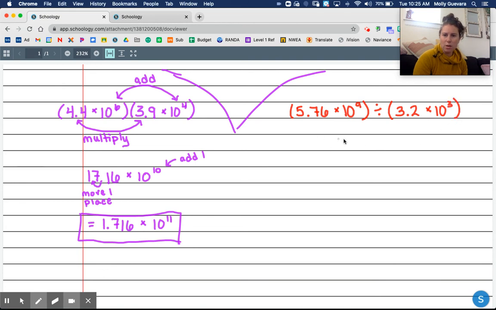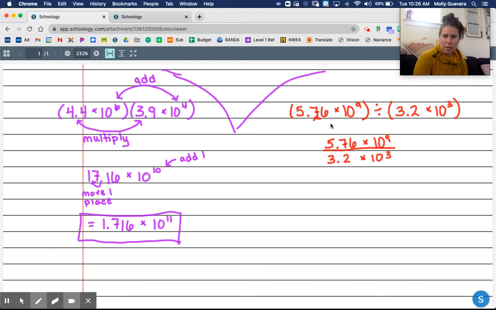Now, I want you to note that this can also be written as 5.76 times 10 to the ninth over 3.2 times 10 to the third. I just want to note that these two things are exactly the same, okay?